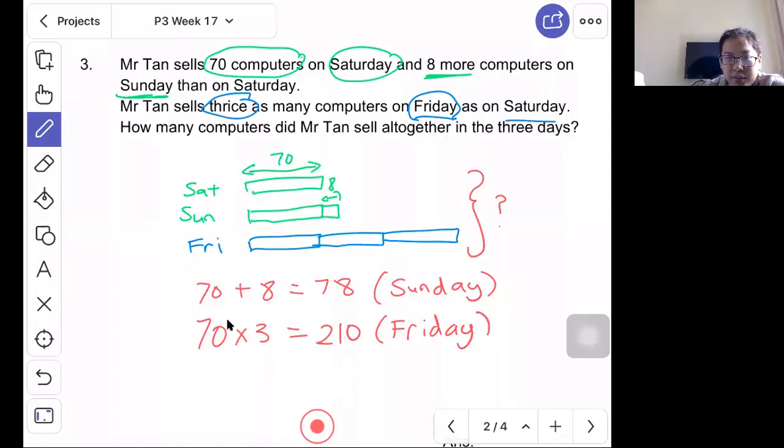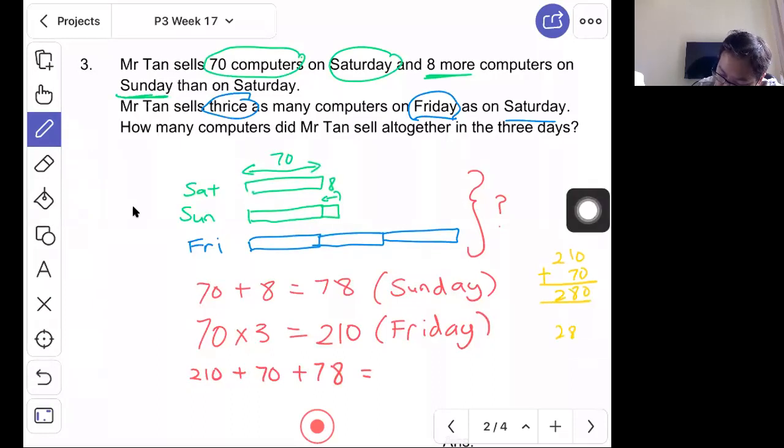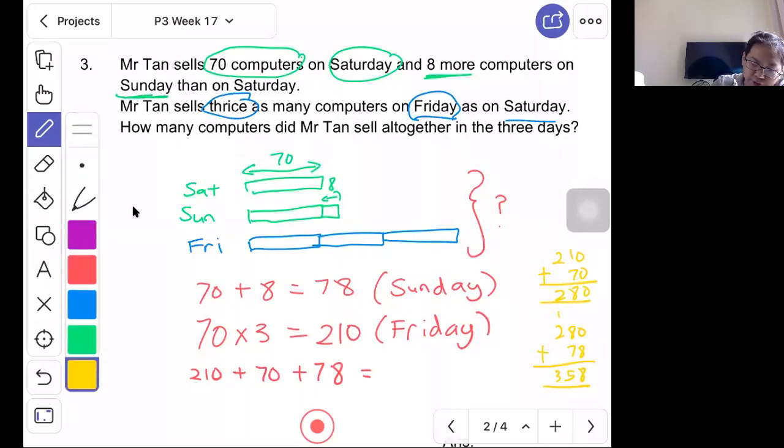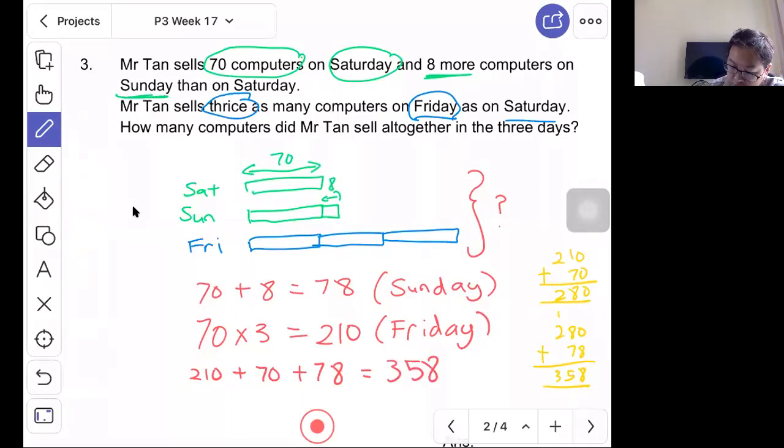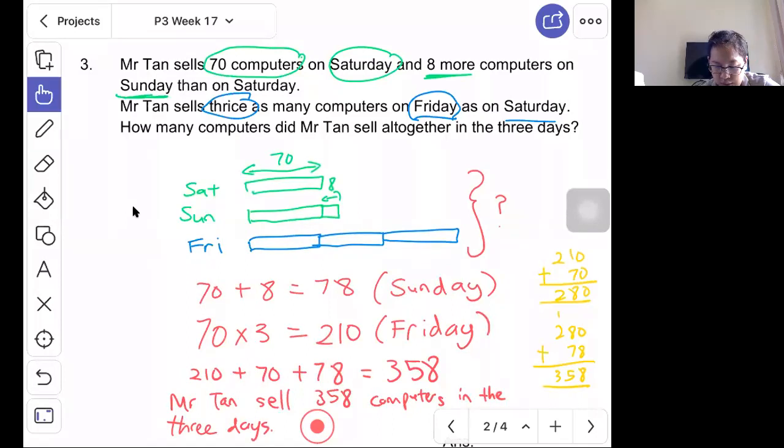Now you add the 3 days. Friday plus Saturday plus Sunday gives you, let's work out the sum, 210 plus 70 plus 78. So we have 358. So Mr. Tan sold 358 computers in the 3 days. Answer: 358.